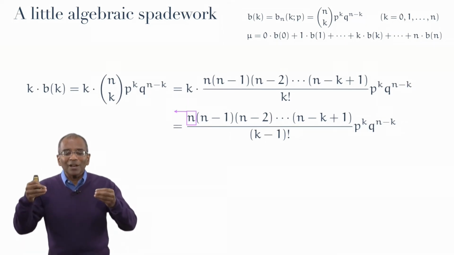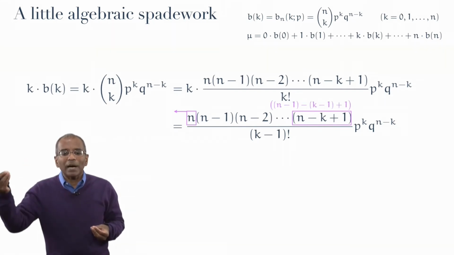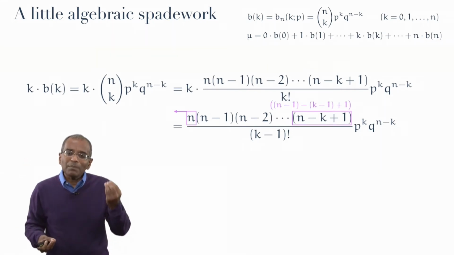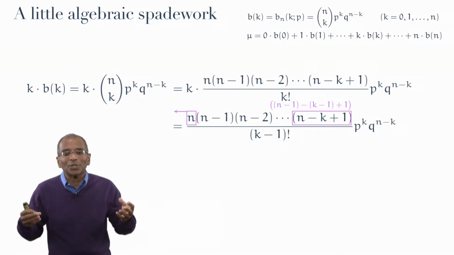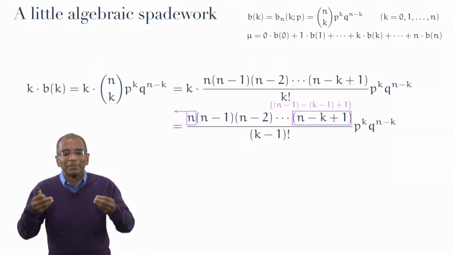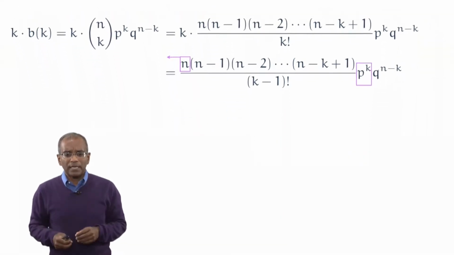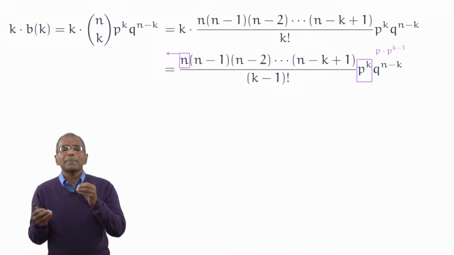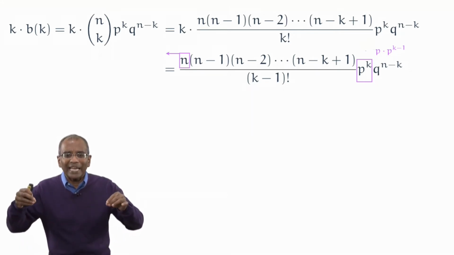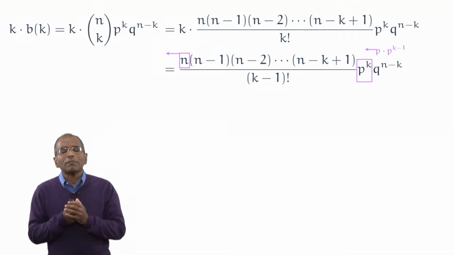You have a product of k minus 1 terms, each one less than the preceding, starting at n minus 1 and ending at n minus 1 minus k minus 1 plus 1, or in other words, ending at n minus k plus 1. We make a little progress. Our next step is to observe that the power of p can be decomposed into a product of p with p to the power k minus 1. Again, a k minus 1 emerges. Take the extra factor p and move it out of the fraction to the left.